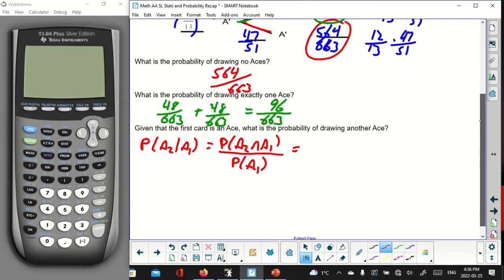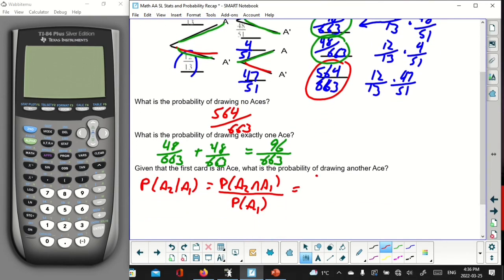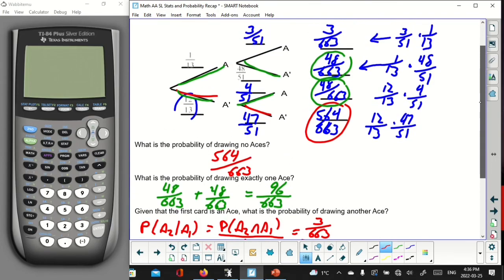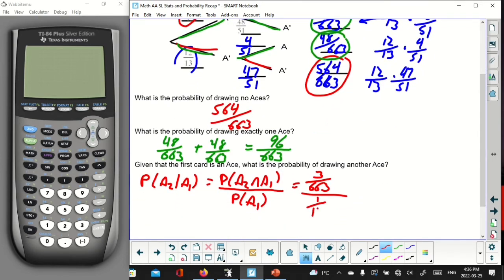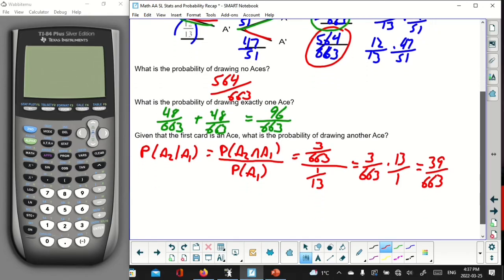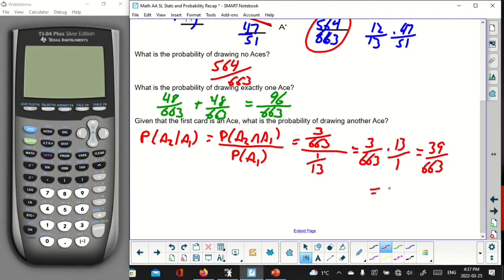And check it out. Probability that they're both aces? Well, that would be the very top there, 3 out of 663. Probability that the first one is an ace? Well, that's actually right here, 1 out of 13. And I can flip and multiply, or I can do it in my calculator. It's up to you. Which is 39 out of 663. You can also reduce that down, though you don't have to. It's also 3 out of 51, or 1 out of 17.